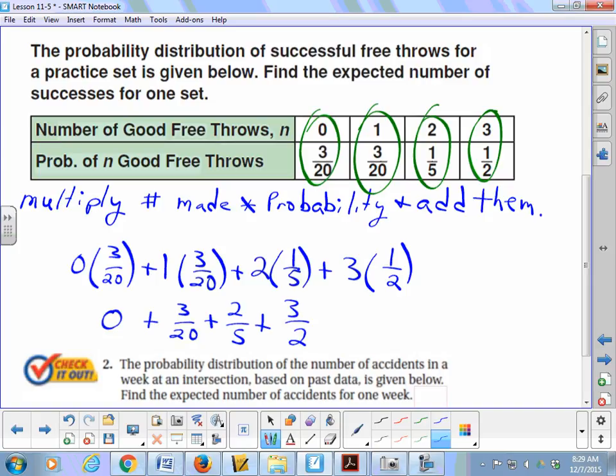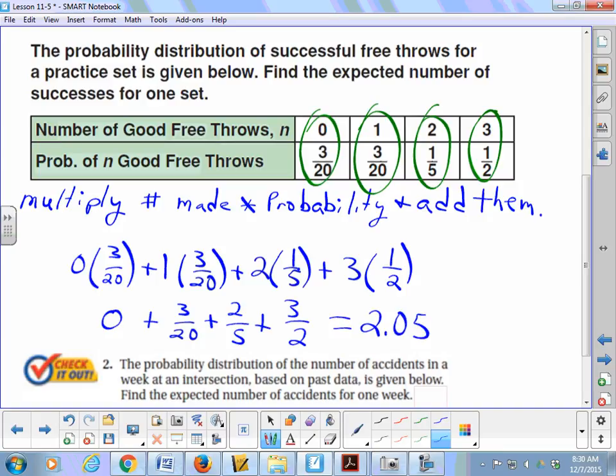So I can take my calculator and add them, or do it by hand. If you want to get a common denominator and do it, you can do it that way also. But the answer we give is usually going to be a decimal in this case. So what's your decimal, Mackenzie? I had 2.05. Okay.